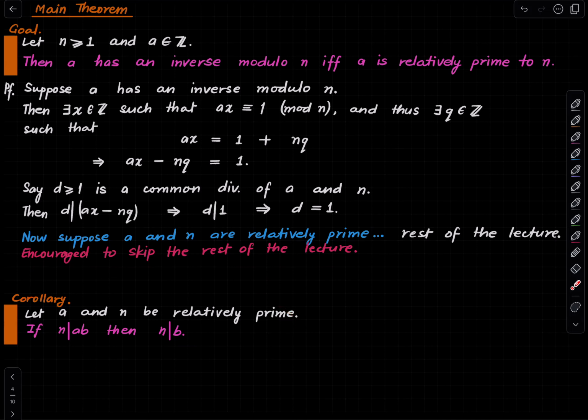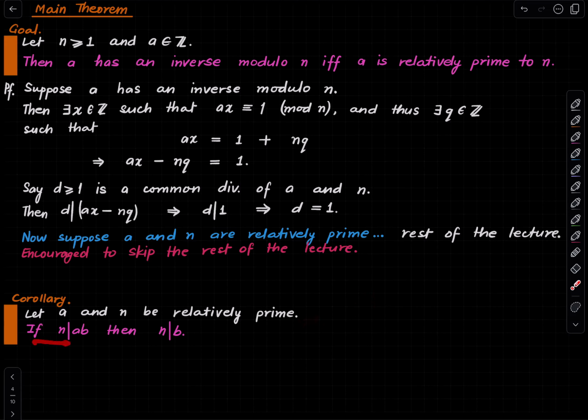So what is this corollary? It says that if a and n are relatively prime, and n divides the product of a and b, where b is some other integer, then n must divide b. When I say a and n are relatively prime, I already mean that a and n are integers. So this is a generalization of the fact that we proved about primes: if a prime divides the product of two integers, then it has to divide one of them. This generalizes that fact. Think about why this generalizes that fact.